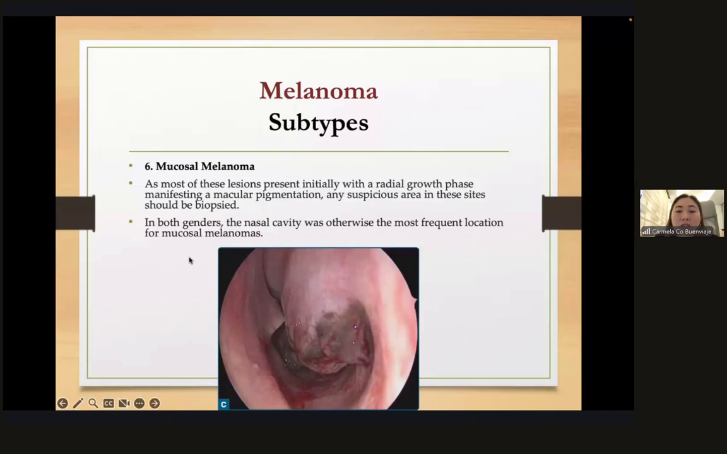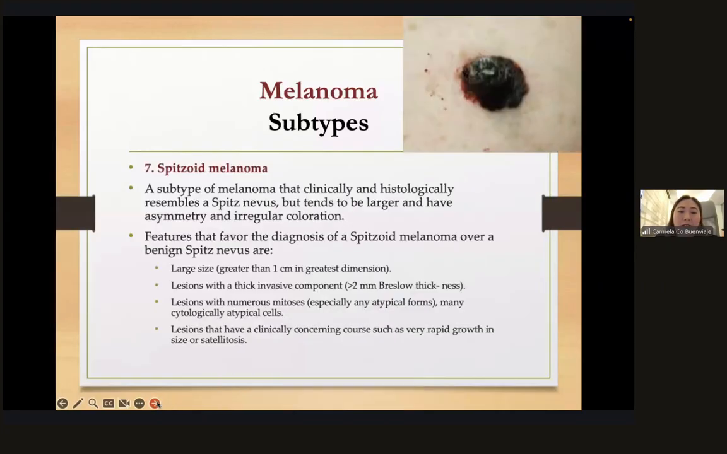Okay, so as most of these lesions present initially with a radial growth phase, manifesting as a macular pigmentation, any suspicious area in these sites should be biopsied. So in both genders, the nasal cavity, as seen here in the picture, was otherwise the most frequent location for mucosal melanomas. Okay, next subtype would be the spitzoid melanoma.